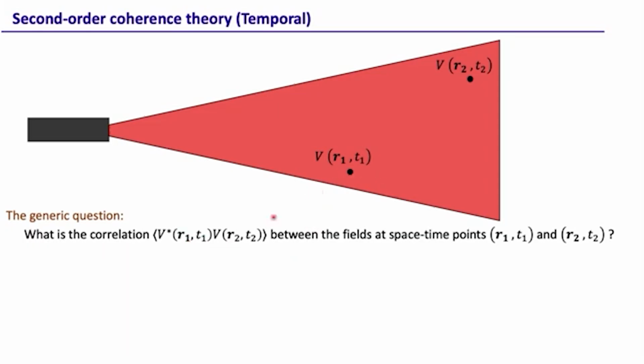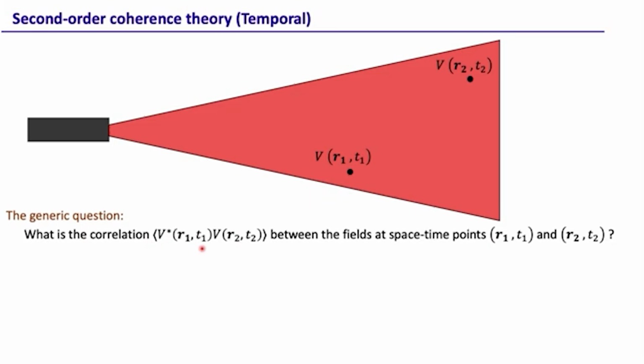Here I've written this question so that it involves both R1 and T2, but one can ask this question only in the context of, let's say, space. In that case it would be V star R1 V R2: what is the correlation between the field points at R1 and R2 at the same time. So in that case it just involves the space coordinate.